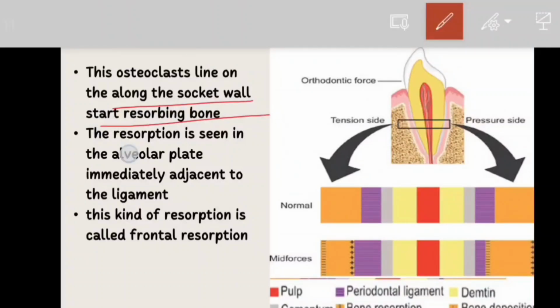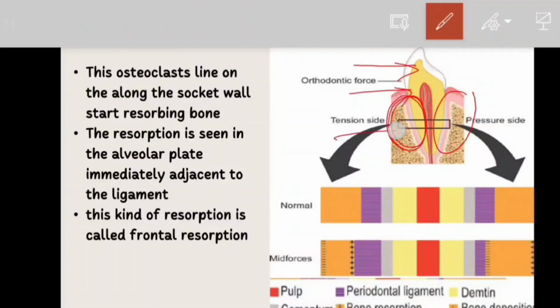So the resorption is seen in the alveolar bone plate immediately adjacent to the ligament. In the diagram you can see this is a tooth and this is the alveolar bone, and the osteoclasts are arranged along the socket wall. When an orthodontic force is applied to the tooth, this side experiences pressure and the opposite side experiences tension.